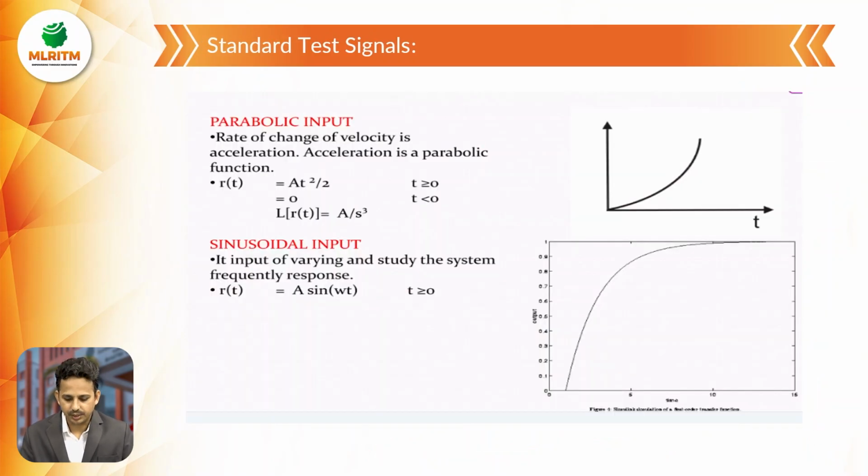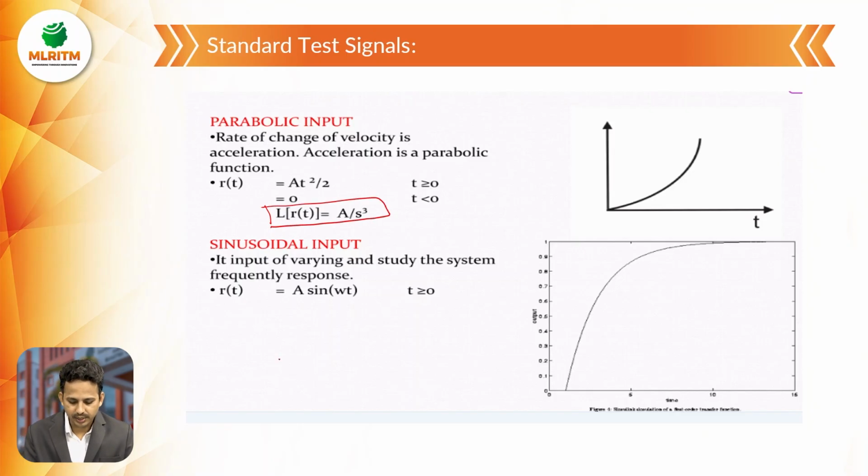Next, parabolic signal. The rate of change of velocity is acceleration. The acceleration is a parabolic function. So see, it is an increasing function with respect to time, of increasing order. And the Laplace transform of the signal is A by S cube.